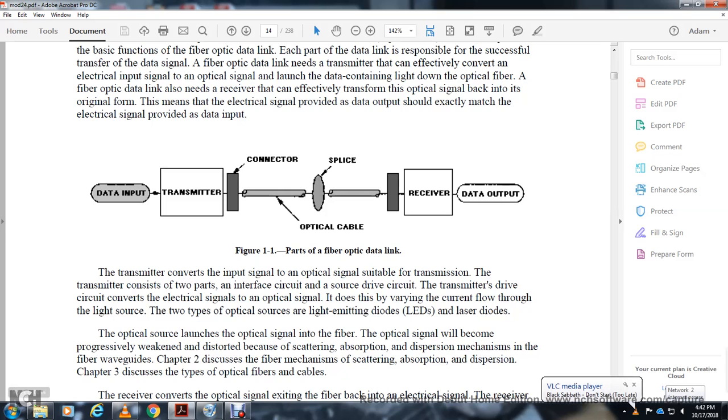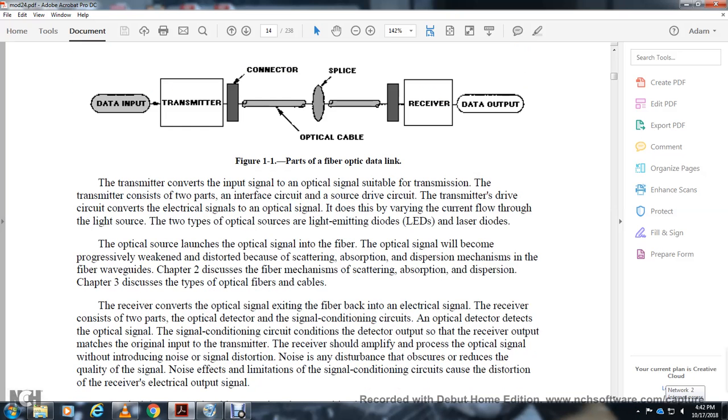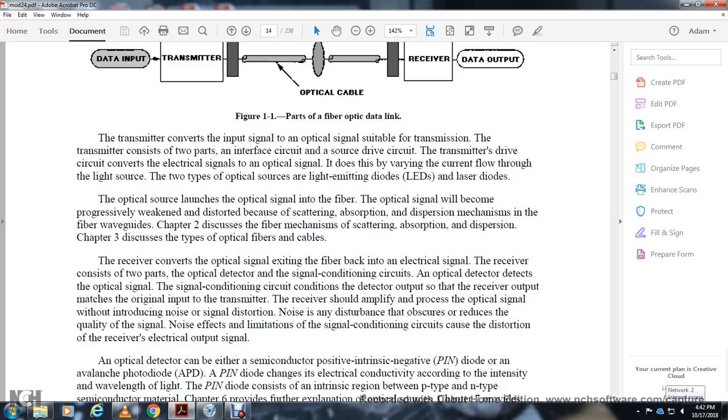The optical signal will become progressively weakened and distorted because of scattering, absorption, and dispersion mechanisms in the fiber waveguide. Chapter 2 discusses the fiber mechanisms of scattering, absorption, and dispersion. Chapter 3 discusses the types of optical fibers and cables. The receiver converts the optical signal back into an electrical signal.